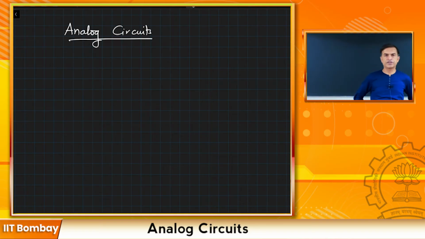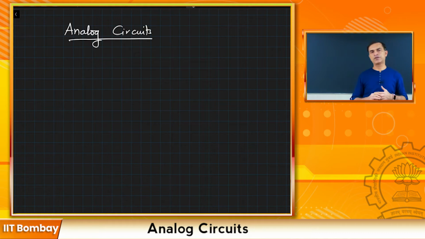In the previous lectures, we studied the operation of the bipolar junction transistor. We went into the device physics a little bit, and then we created the large signal model and a small signal model of the bipolar junction transistor. In this particular lecture, we will start doing bipolar junction transistor circuits.